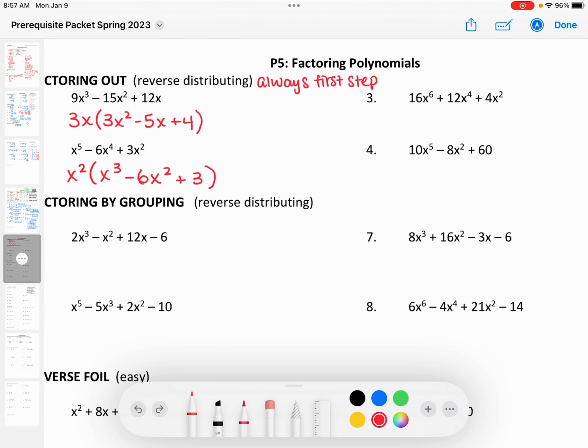Number 3, what can we do? We can get a 4 out of all the numbers. We can get an x squared out of all the x's. So that'll leave me with a 4x to the 4th, a 3x squared, and then we put a plus 1 right here, because 4x squared divided by 4x squared is 1. And that way, if you redistribute that, you'll still have that 4x squared at the end.